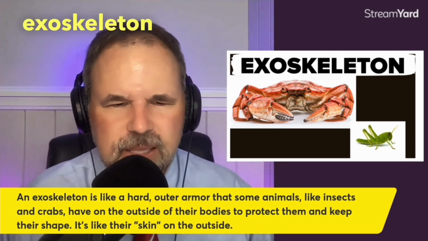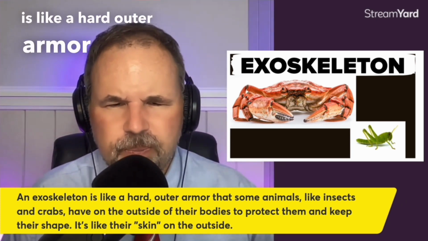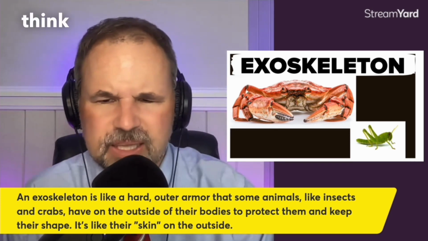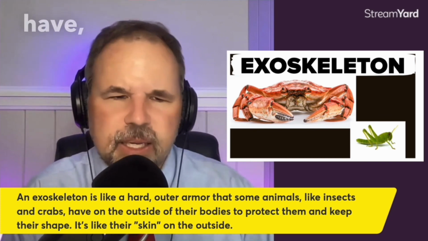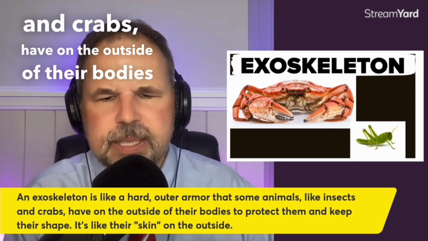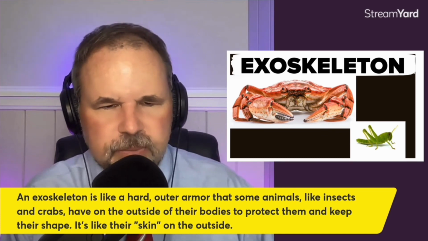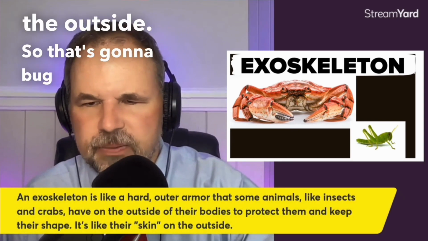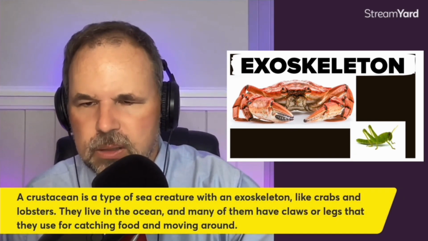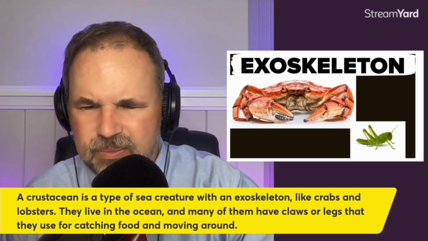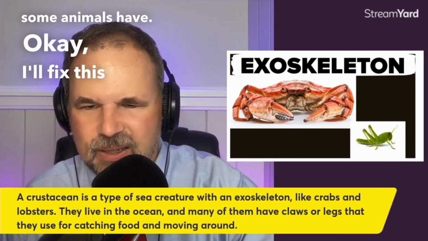An exoskeleton is like a hard outer armor that some animals have. I think there's a typo in there. Some animals, like insects and crabs, have it on the outside of their bodies to protect them and keep their shape, like their skin on the outside. That's going to bug me if I don't switch it. So have, right? Well, some animals have. Okay, I will fix this here.